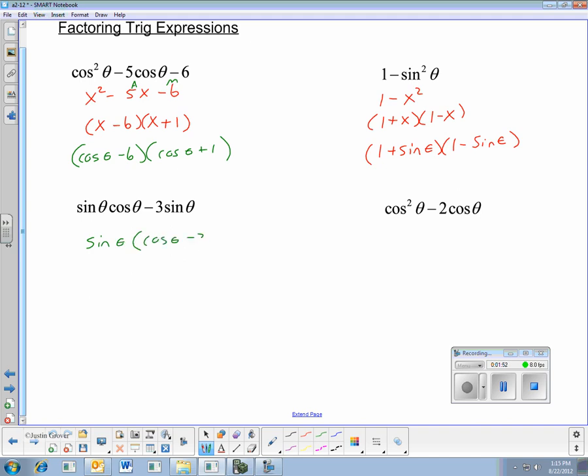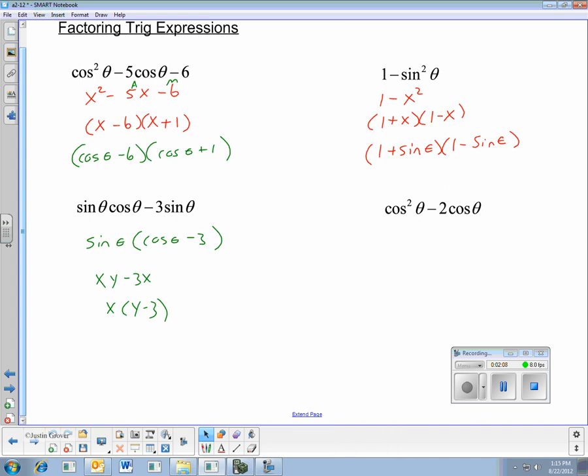Cosine theta minus 3. Now again, I could have turned sine into x and cosine into y and thought of it as xy minus 3x, and took out an x and made it y minus 3. It's the same thing. That's just basic factoring.